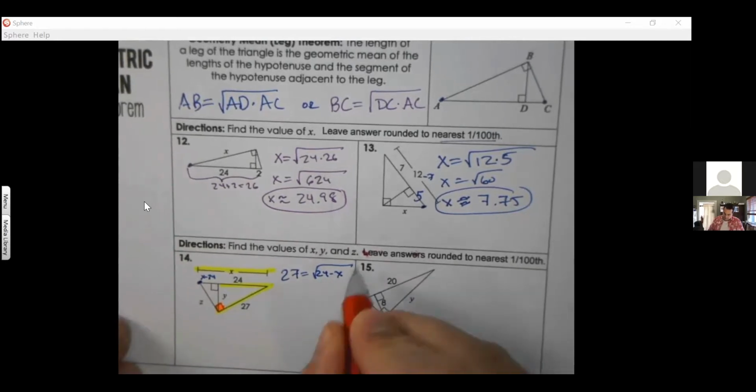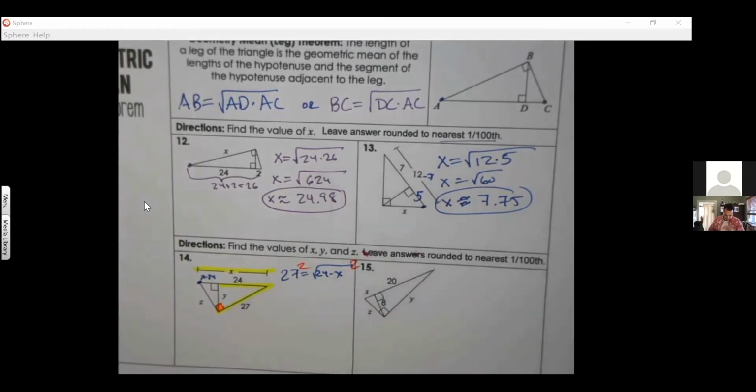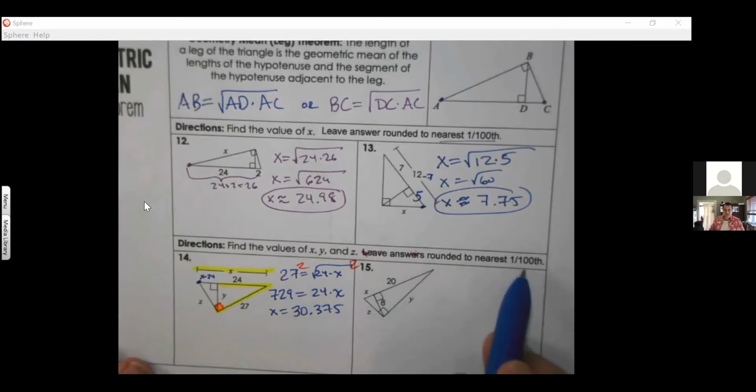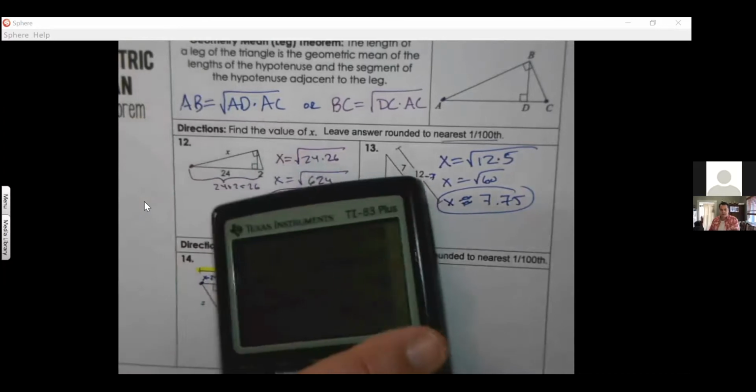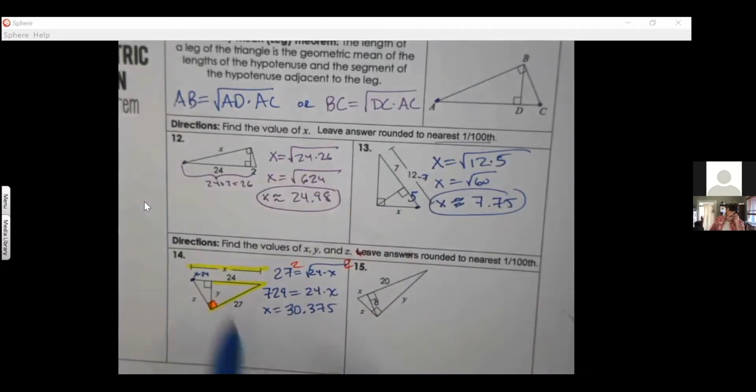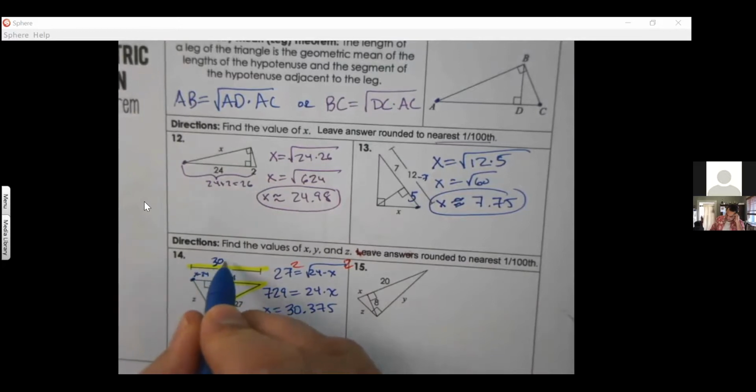The x is under a square root sign. I've got to get rid of that by squaring. 7 squared is 729 equals 24 times x. Divide by 24, and I get x is equal to 30.375. Now, I'm not going to round it off. Even though it says round to the nearest hundredth, I wrote all this out because this is the comprehensive number. It's the complete precise number. And that tells me that this x is 30.375.